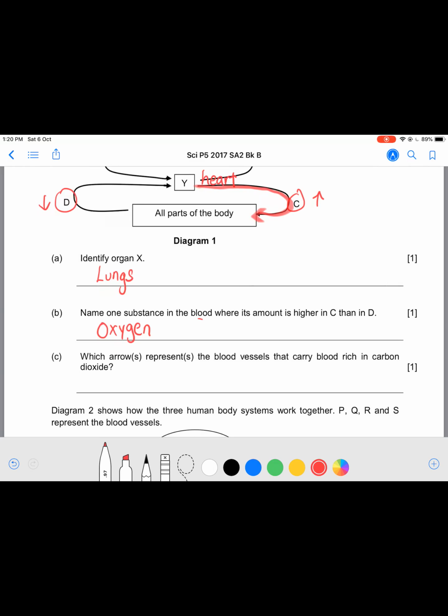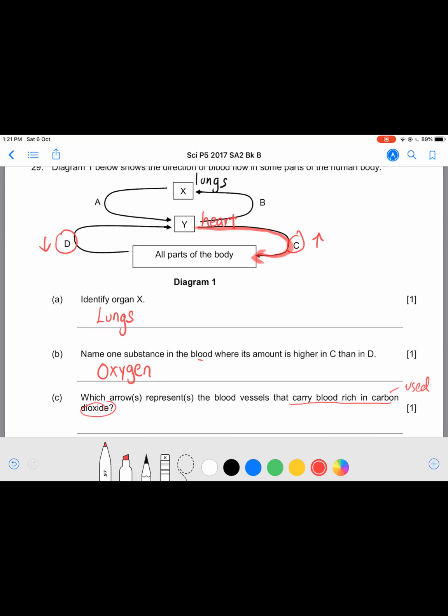Okay, so which arrow will represent the blood vessels that carry blood that is rich in carbon dioxide? That means most of it has been used already. They are all going to be pumped back to the lungs, and that will be because they are asking for more than one arrow. So the arrows that will represent those that are rich in carbon dioxide are those that are going back to the heart, and those that are going back to the lungs itself. Okay, so B is definitely 1.